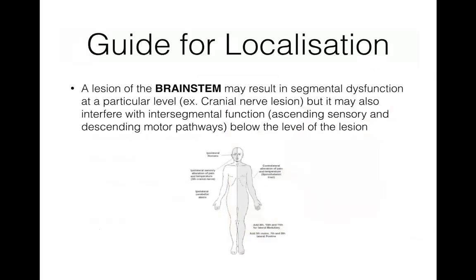So one of the guides for localization, to say that this is an infratentorial lesion, is made by this statement. A lesion of the brainstem may result in segmental dysfunction at a particular level, but it may also interfere with intersegmental function below the level of the lesion. To put it simply, we can say that the lesion affects the brainstem if it affects two things. One, cranial nerves are involved, and two, ascending and/or descending pathways are also affected. So the combination of these two findings points to a brainstem lesion.